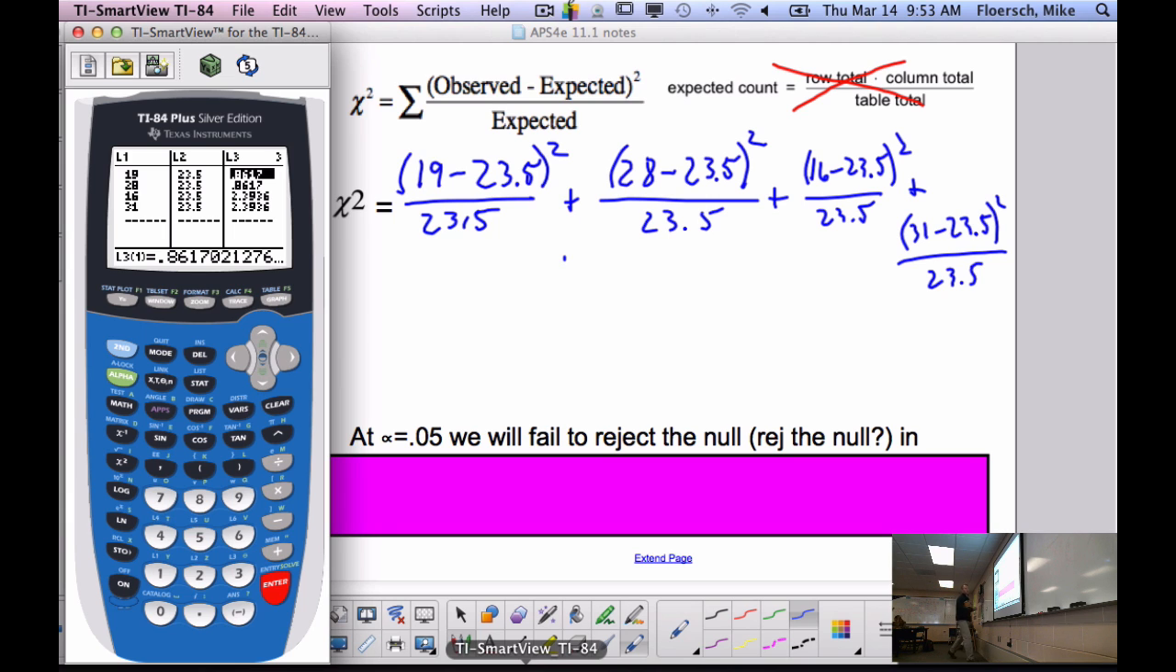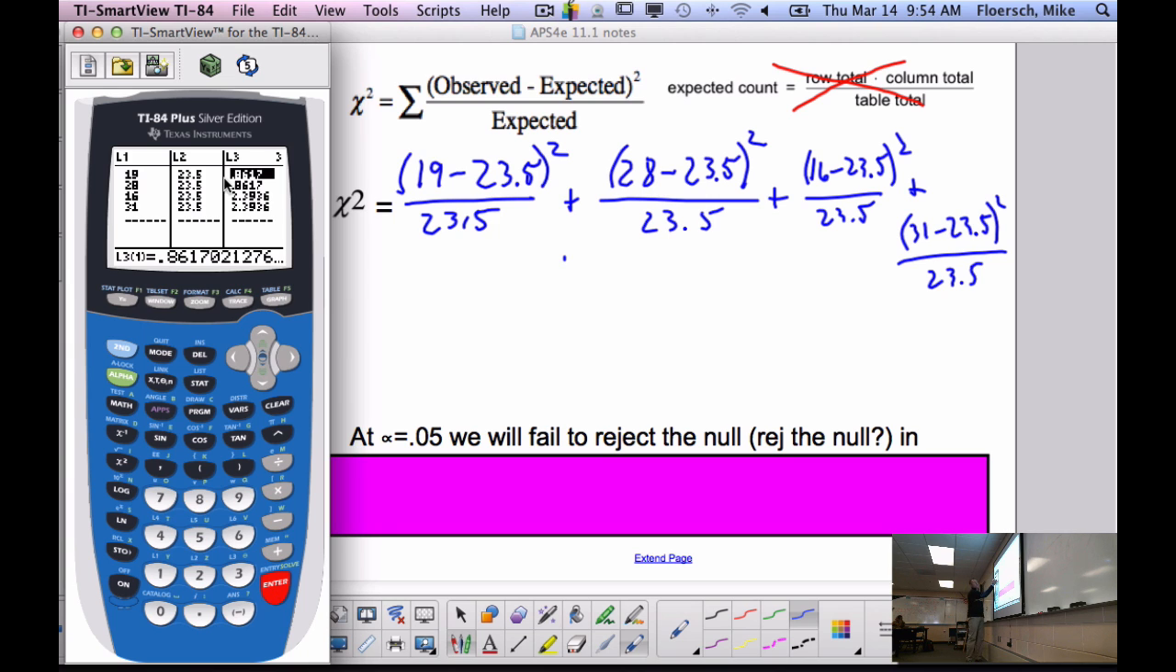I'm going to go to list 3, and I have to go through and do the observed minus the expected squared over the expected, right? What is the observed? List 1. So I'm going to put this in parentheses. List 1. What's the expected? Or where is the expected? List 2. Close parentheses and square it. Divided by the expected, which is list 2. Now when I hit enter, it gives me these four numbers.